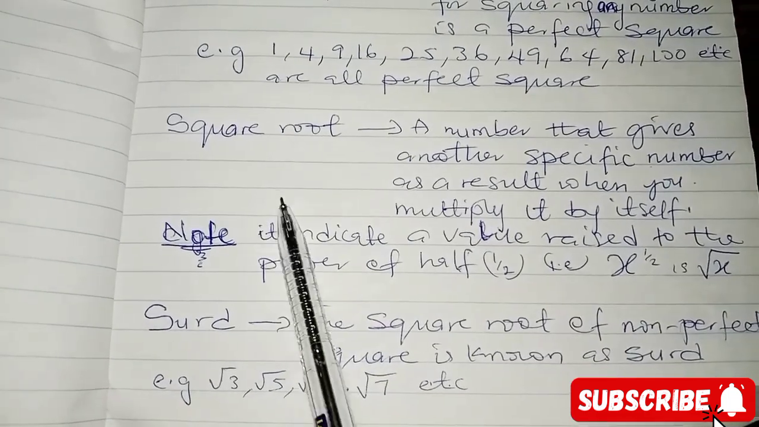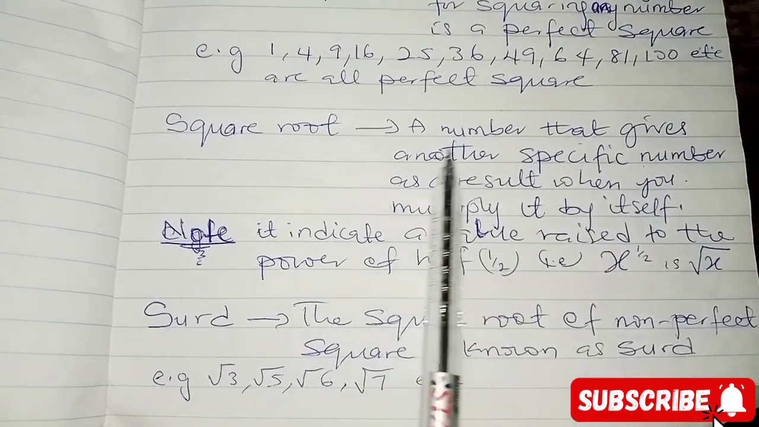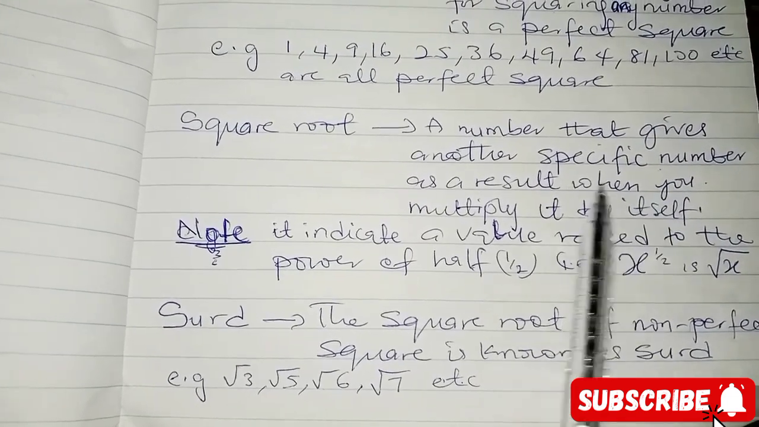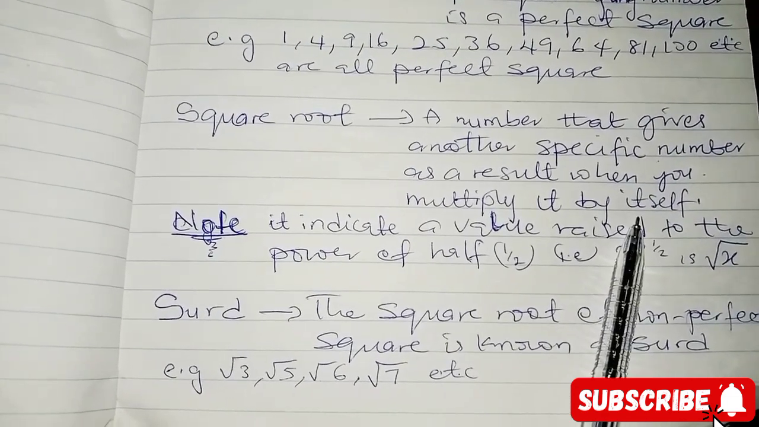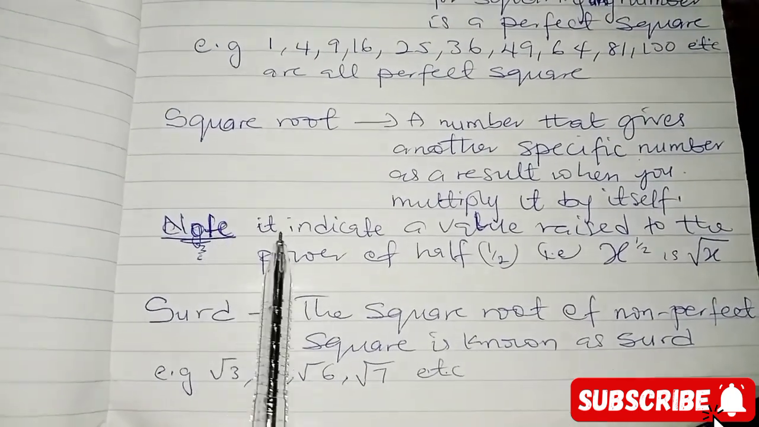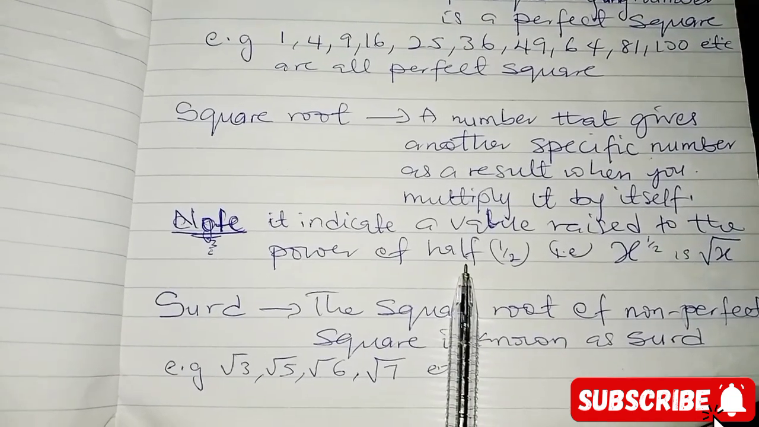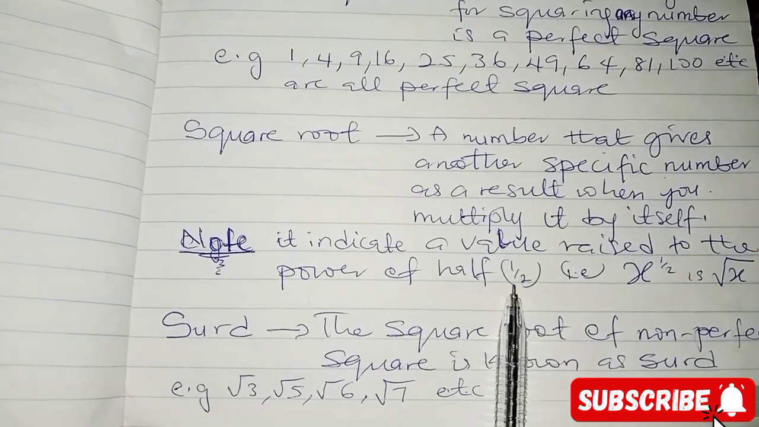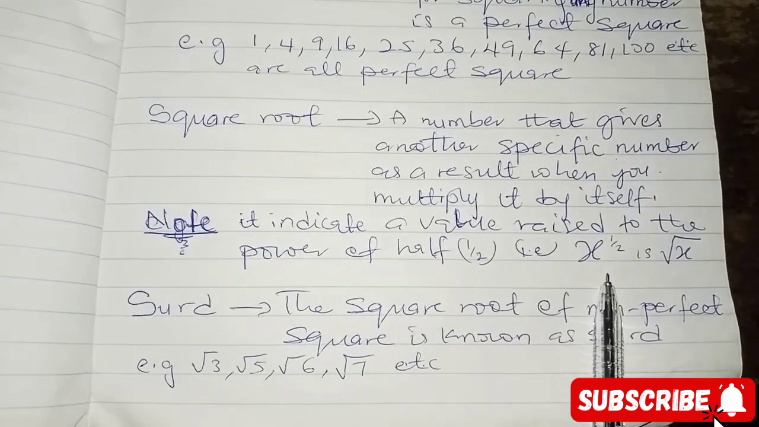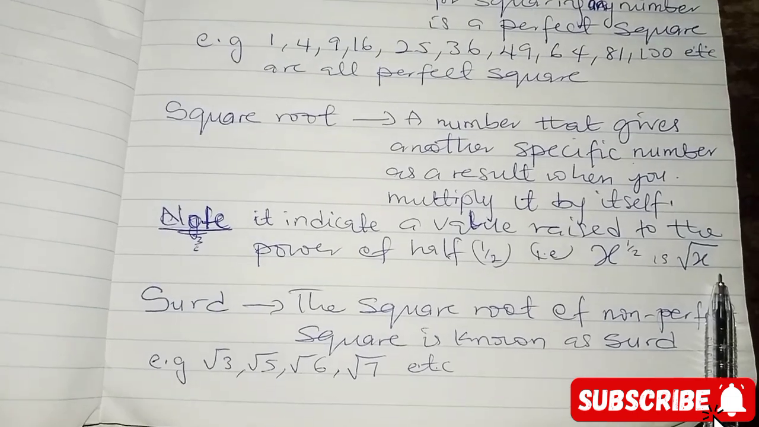Okay, let's quickly look at square root. A number that gives another specific number as a result when you multiply it by itself is known as a square root. Note, it indicates a value raised to the power of half. So anytime you see a value raised to the power of half, it's the same thing as the square root of that value. Example, here we have x raised to the power of 1 over 2, which is x raised to the power of half. It's the same thing as the square root of x.